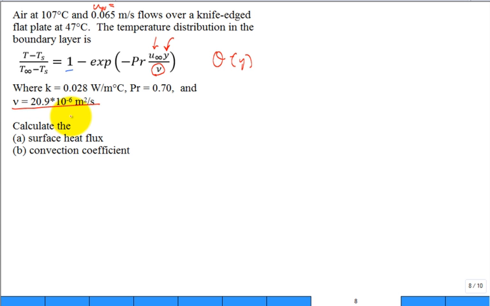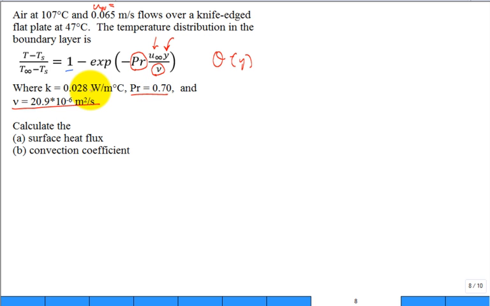Kinematic viscosity is dynamic viscosity, or absolute viscosity. The first viscosity, mu, has two names, dynamic or absolute viscosity. You divide it by rho, you get the kinematic viscosity. And then Pr, the Prandtl number, and they just tell you here's the number. It's the Prandtl number and its value is 0.7.